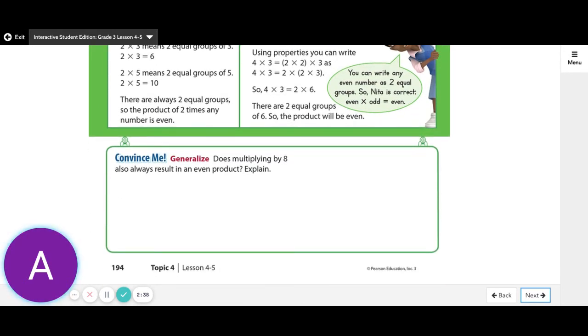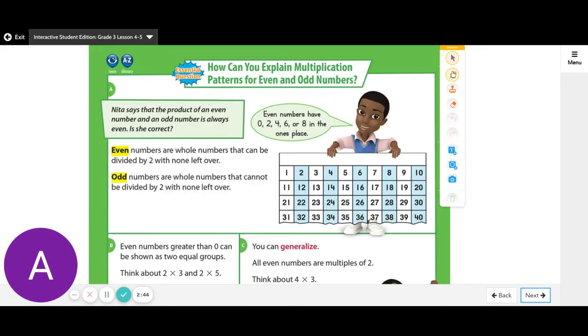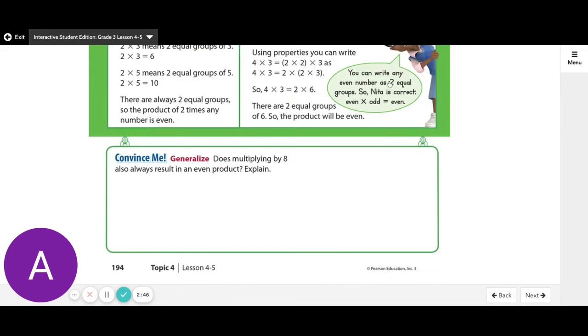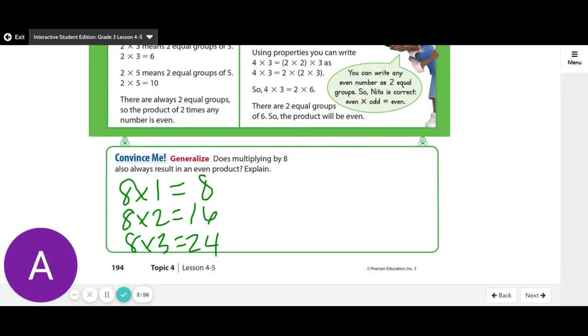Does multiplying by 8 always result in an even product? Let's think about this one. If we have 8 times 1, we know that's 8. 8 is an even number. 8 times 2, 16, that's even. 8 times 3, 24, that's even. And we could keep going through all our 8's facts. And we know that 8 times any number will always give us that even product. Let's turn the page.